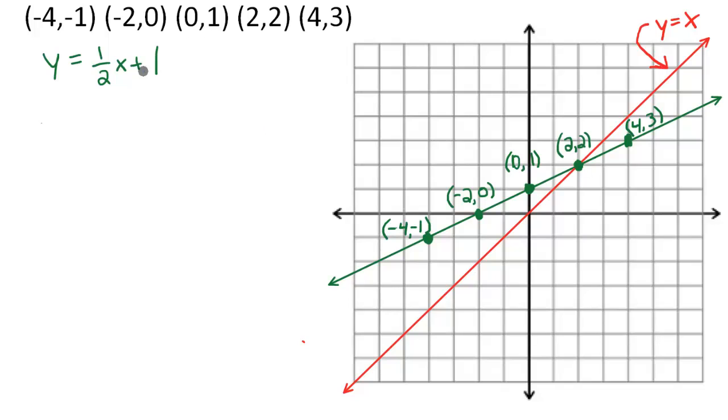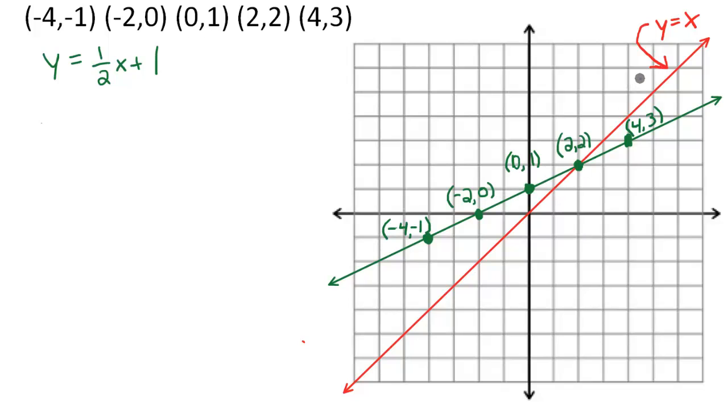Here we've got a line graphed in green, y equals 1/2 x plus 1. It's graphed over here on the right, and we want to come up with the inverse of that line. Now, I already called out some of the main points in that line right here, like -4, -1, -2, 0. Well, we're going to use those points to find the inverse of this green line.